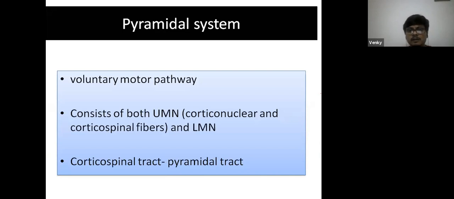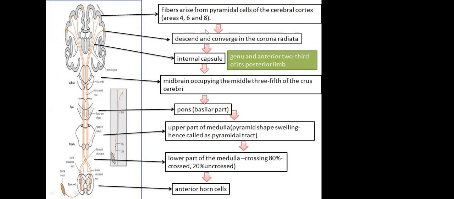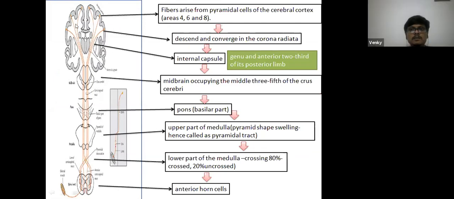Clinically, the corticonuclear and corticospinal fibers together are called the pyramidal tract. Theoretically, the corticospinal tract is considered to be the pyramidal tract. The corticospinal fibers usually arise from the pyramidal cells of the cerebral cortex, area number 4, 6, 8, and these fibers descend and converge to the corona radiata and then to the internal capsule.